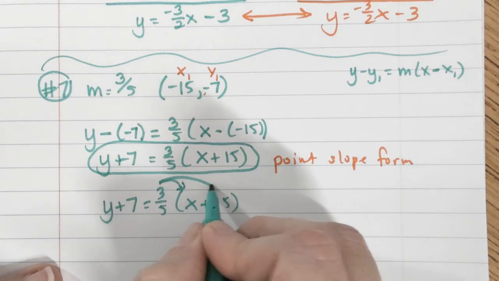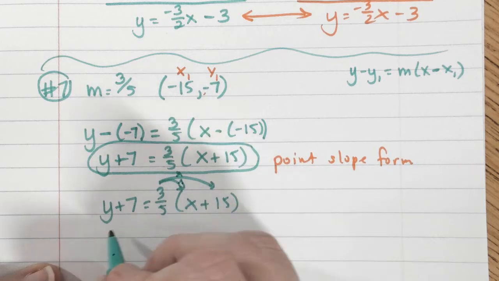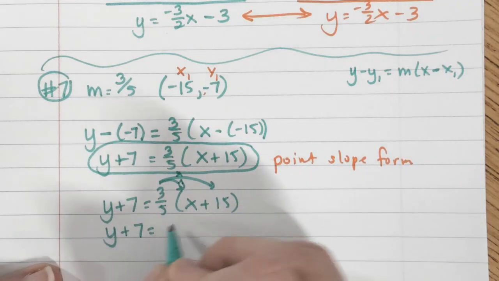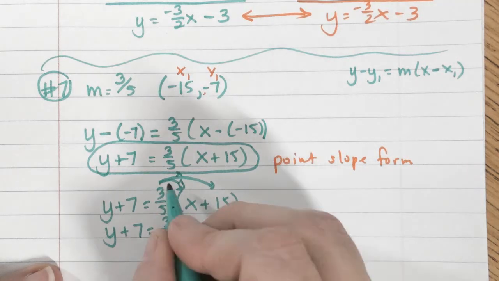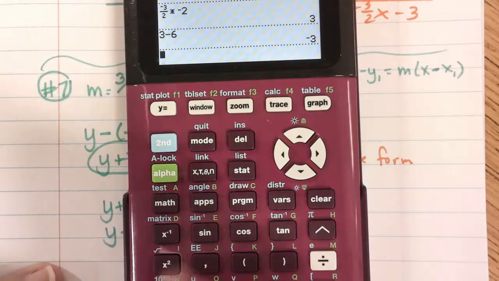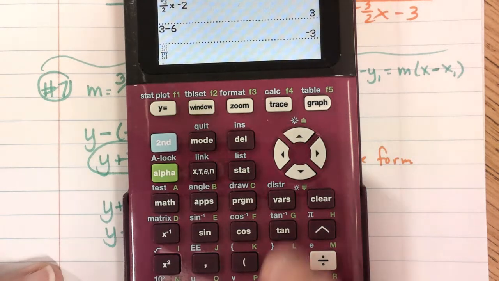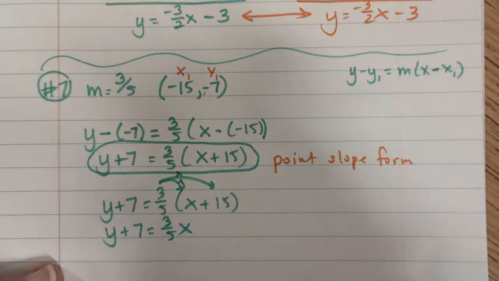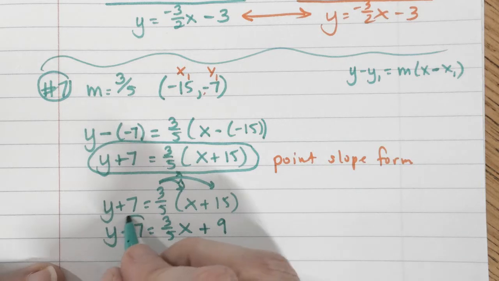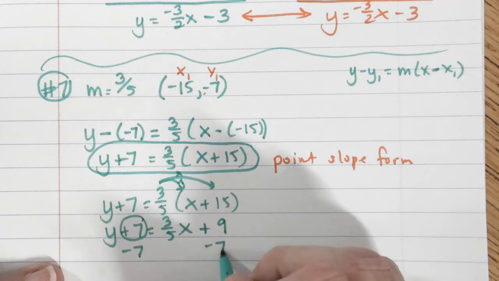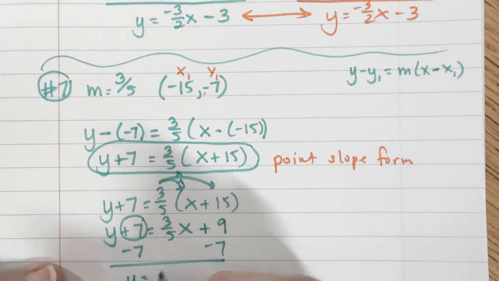First step is to distribute this, which means I'm multiplying 3/5 times both of those. My leftovers come down. 3/5 times x is 3/5 x. 3/5 times 15 is positive 9. And now all I've got to do is get rid of this. So I subtract 7 from both sides. y equals 3/5 x plus 2.